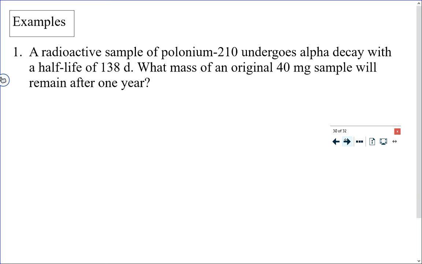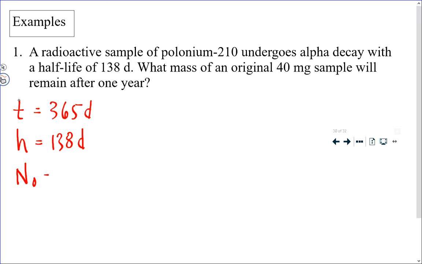A radioactive sample of polonium-210 undergoes alpha decay and the half-life is 138 days. What mass of an original sample of 40 milligrams will remain after 1 year? So let's make an itemized list of everything that we know here. We're told that the total time is 1 year, so we should know that that's 365 days. You're told the half-life of the radioactive sample is 138 days. And the initial amount, which is N sub 0, is 40 milligrams.